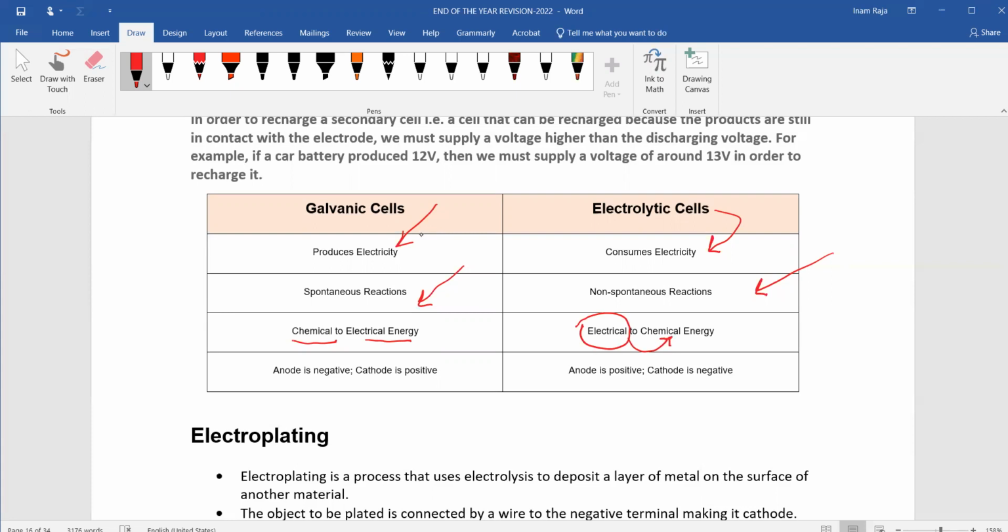Very important here, anode is negative, cathode is positive. Like I said, red cat is positive. That's true for galvanic cell. In electrolytic cell, anode is positive. Still oxidation is happening here. That is true in both cases. Oxidation is still happening at anode and reduction is happening at cathode.